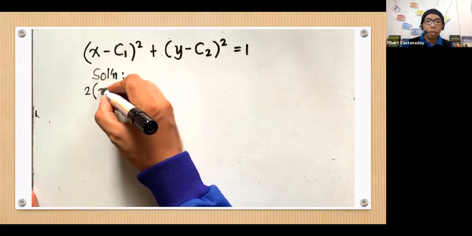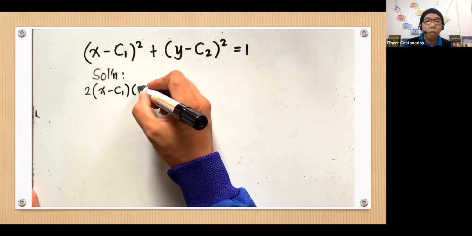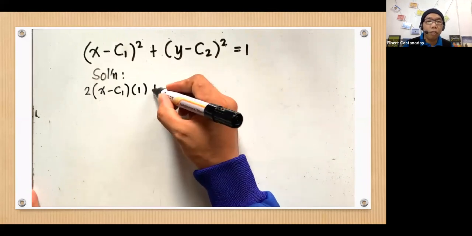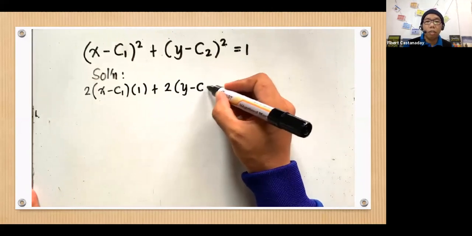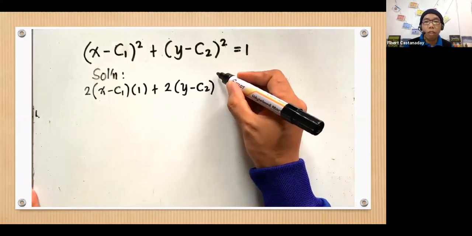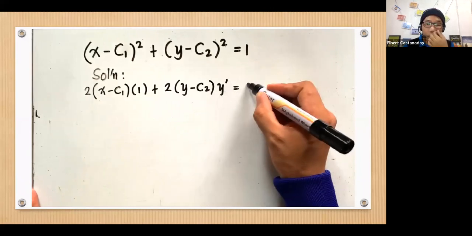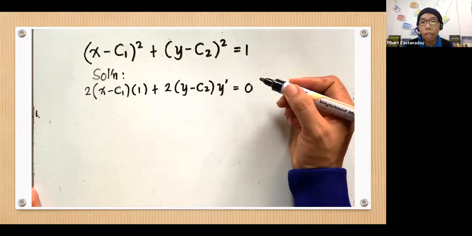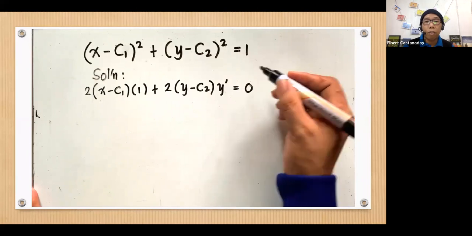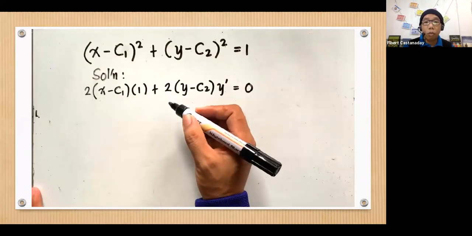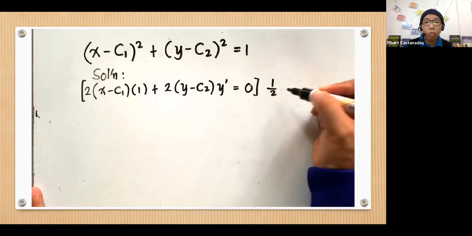So first derivative, okay, remember chain rule. So 2 times x minus c sub 1. Derivative of x minus c sub 1 is 1 plus 2 times y minus c sub 2. Derivative of y minus c sub 2 is y prime, since our unknown function is y, kaya may dy over dx ka dyan. And derivative of 1 on the right-hand side is 0. So as you can see, you can cancel 2 there since common sila. If you divide both sides by 2, yan.